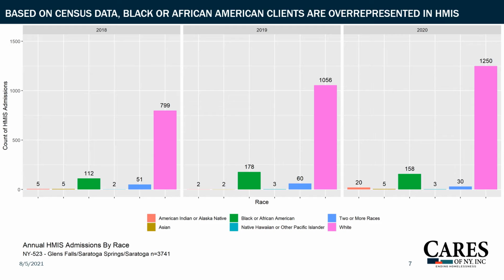In this visualization, we see the total HMIS admissions grouped by year and race. And if the data were consistent with the census population demographics, then we should have 20 Black or African American clients in 2018, 26 clients in 2019, and 30 clients in 2020. Instead, we have admissions that are over 100 each year.